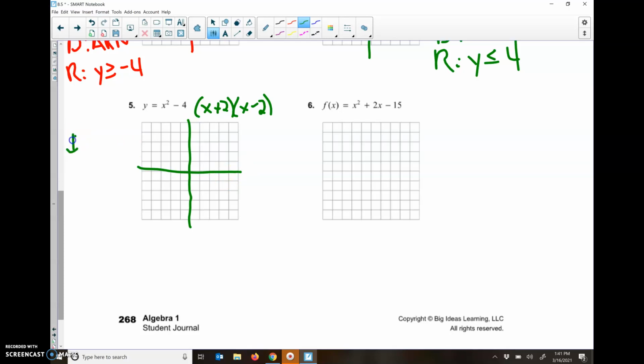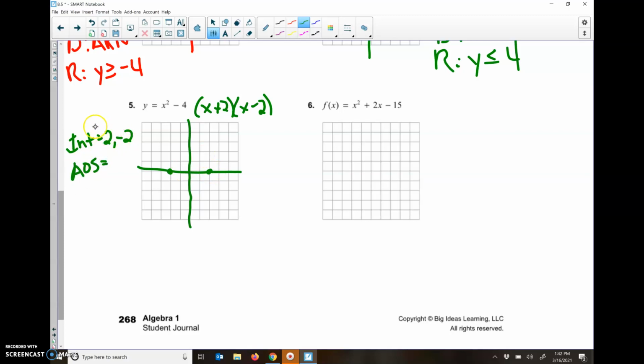So that means my intercepts are 2 and -2. So this one makes me go 2 to the left. This one makes me go 2 to the right. Okay, axis of symmetry. My average of 2 and -2.